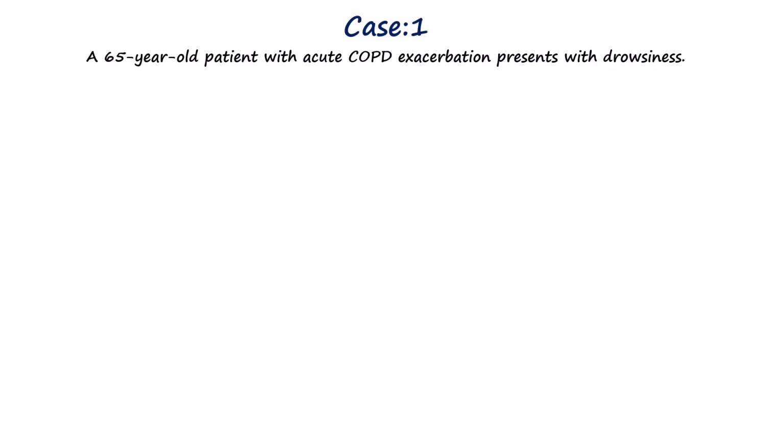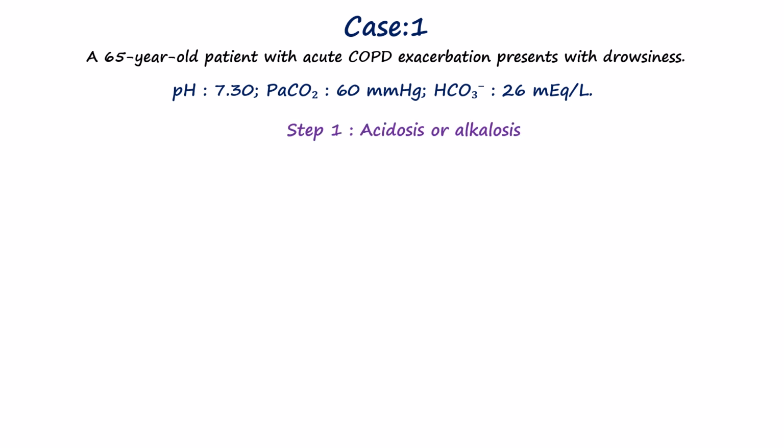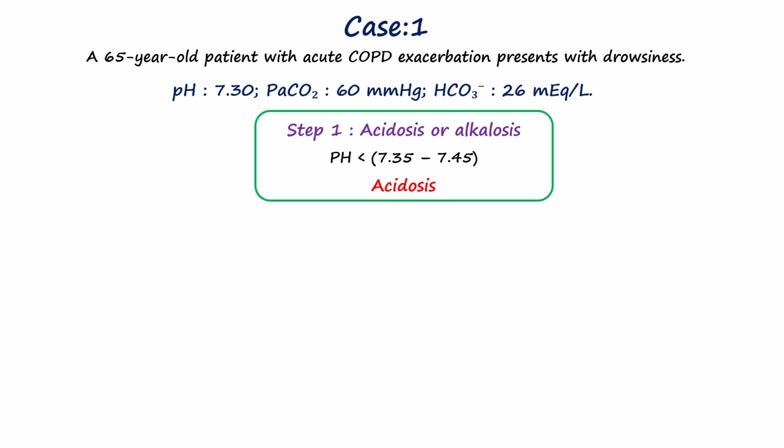In our first case, we have a 65-year-old patient with acute COPD exacerbation with drowsiness. His ABG results are given here. So the first thing we notice is the pH of 7.3, which is lower than the normal range of 7.35 to 7.45. And this tells us immediately that the patient has acidemia.